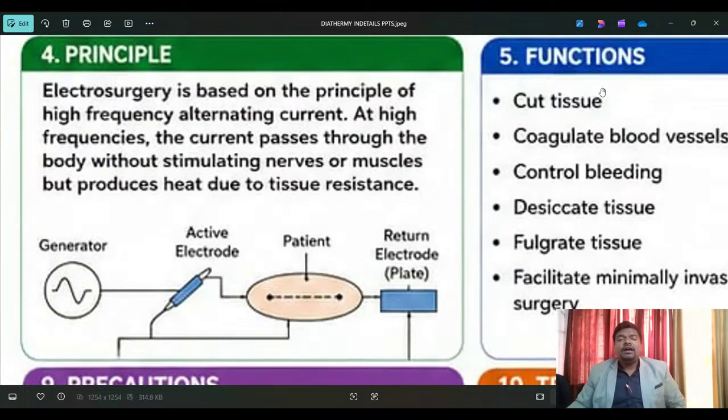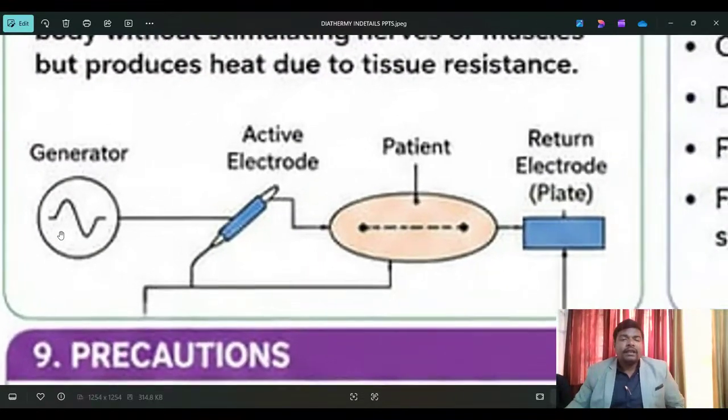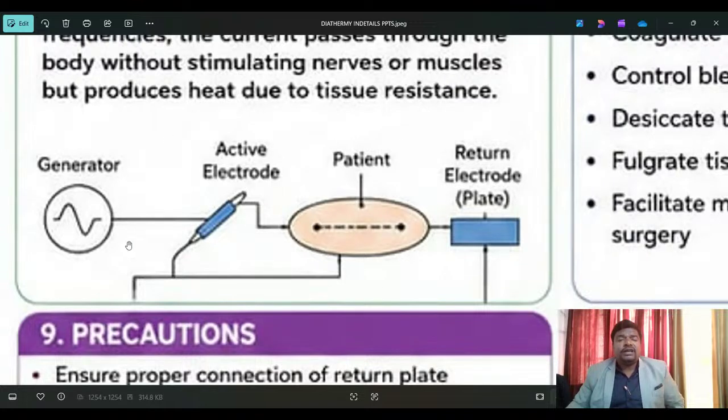Now let me go to the principle. Principle of the diathermy, ESU, electrosurgical unit, three names. I'm going to say cautery machine, or diathermy. Electrosurgery is based on the principle of high frequency alternating current. At high frequency, the current passes through the body without stimulating nerves or muscles, but produces heat due to tissue resistance. You can see the picture, and if you see the picture, you will come to understand.